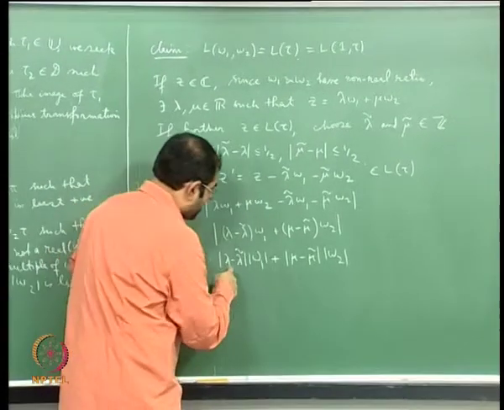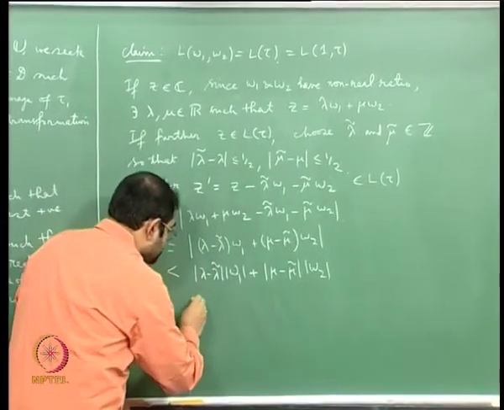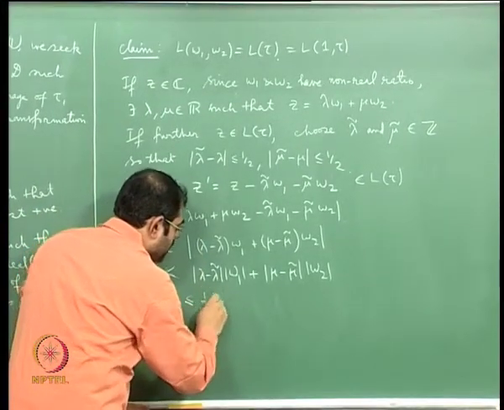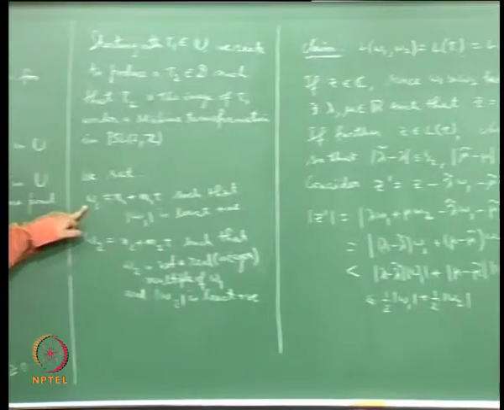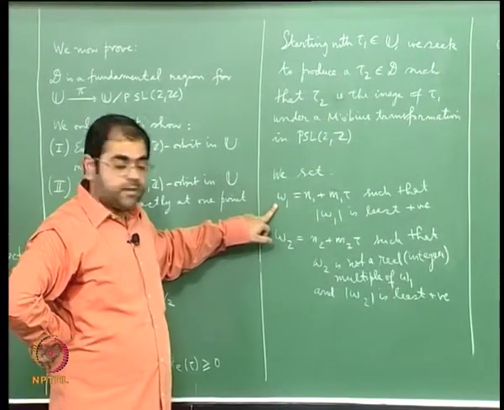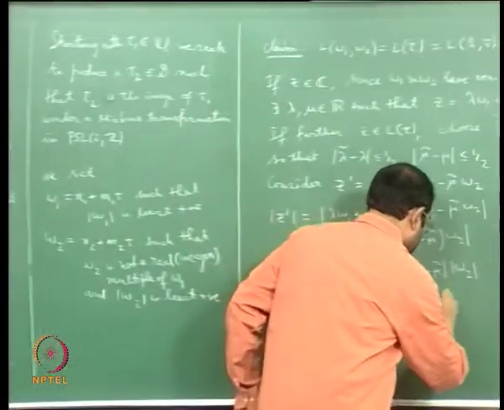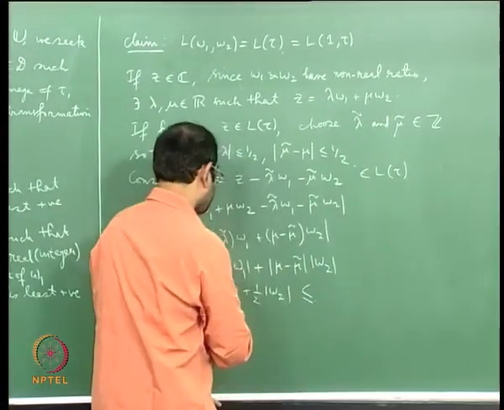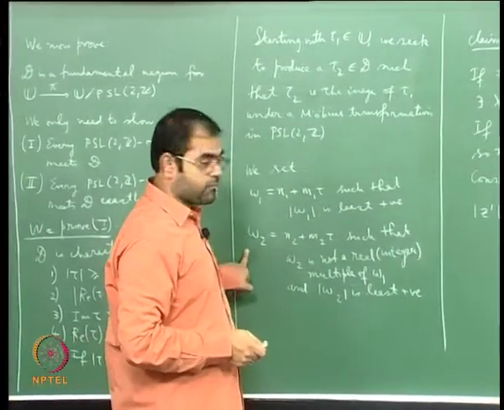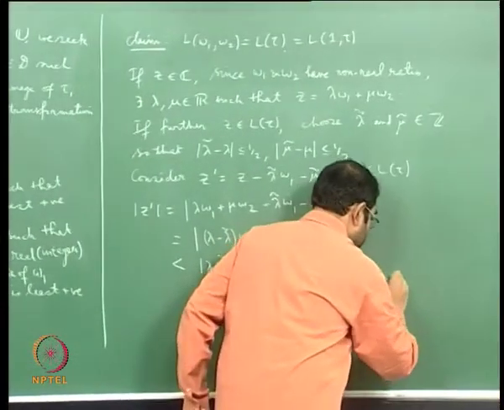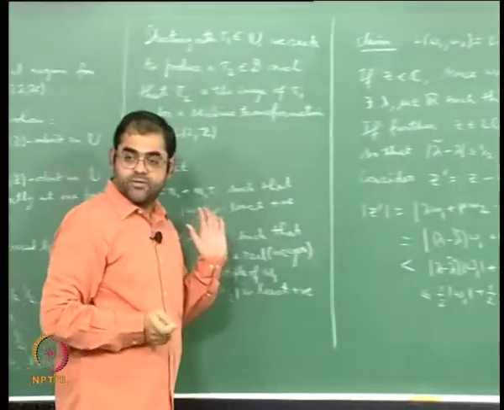Now |λ − λ̃| is less than or equal to half, so what I will get is that this is less than or equal to half |ω1| plus half |ω2|. But the way I have chosen, |ω1| is the least, and |ω2| is greater than or equal to |ω1|, so this is less than or equal to |ω2|, because |ω1| is less than or equal to |ω2|, by our very choice.